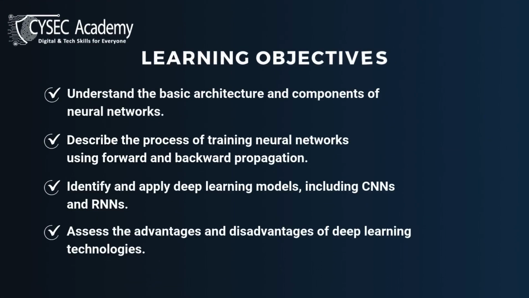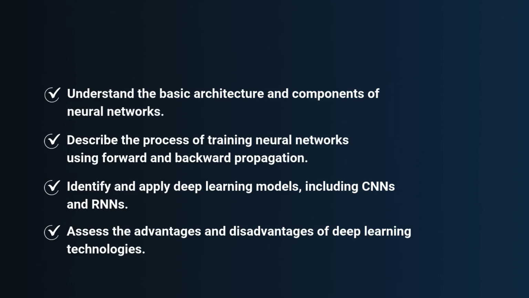Learning objectives. By the end of this module, you will be able to: 1. Understand the basic architecture and components of neural networks. 2. Describe the process of training neural networks using forward and backward propagation. 3. Identify and apply deep learning models, including CNNs and RNNs.